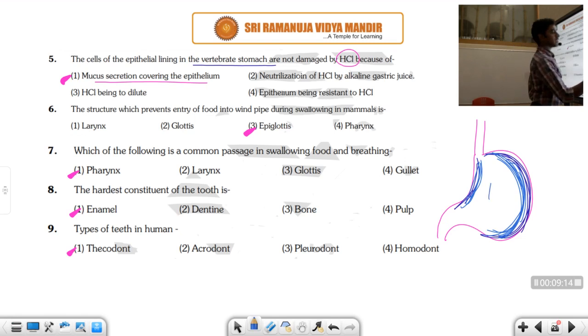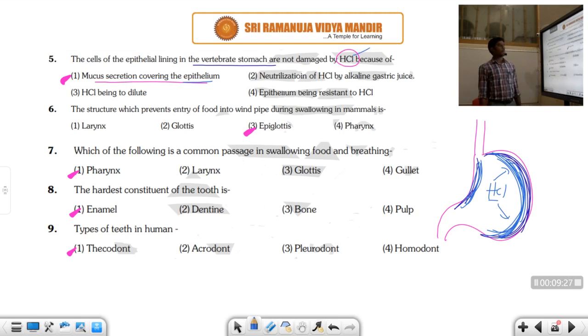So whenever this HCl is released now, it will interact with this wall. The role of the mucus secretion covering this epithelium is to protect against the HCl. Not only HCl, it also protects against bacteria, right student?